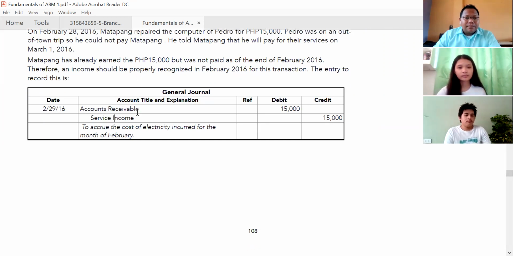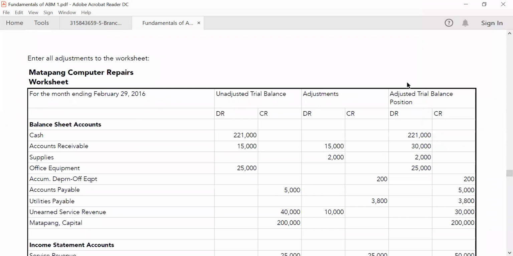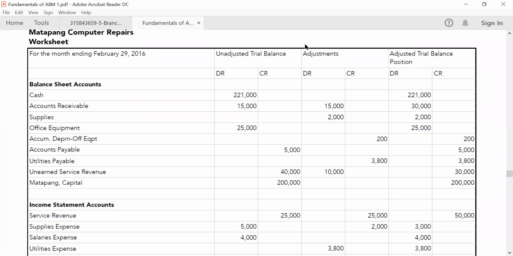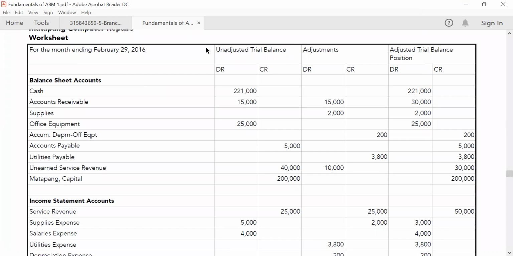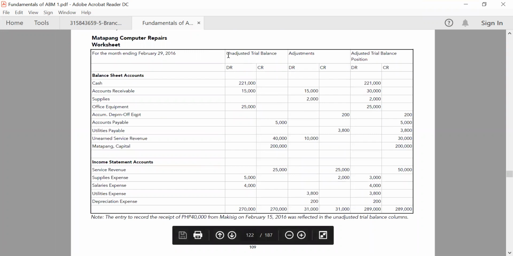After that step, you are now ready to present the adjusting entries. Look, this is the worksheet that we're talking about. There is a column. I hope you can both see it. There is a column for the unadjusted trial balance. So I'm referring to this area.